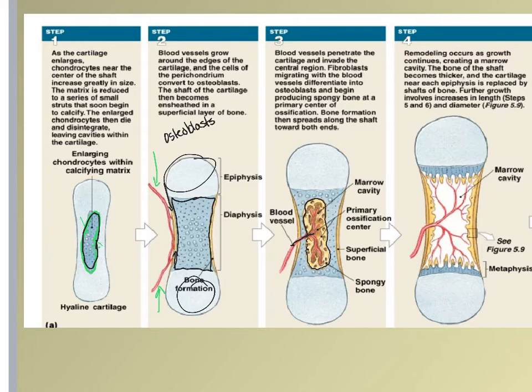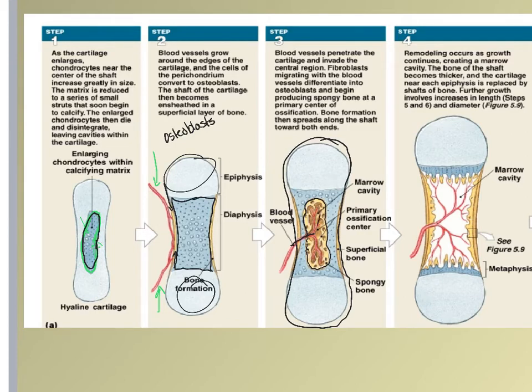Again, you see the enlargement of the hyaline cartilage template as a whole. So that's continuing to get bigger. And at the same time, you see more chondrocytes getting larger, and they are going to rupture and die and make room for bone growth to occur towards the epiphyses. So hang on just a second.